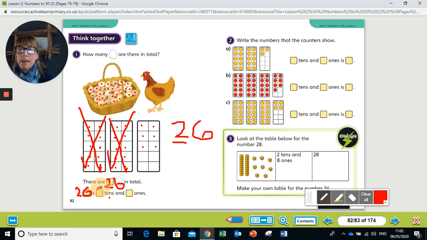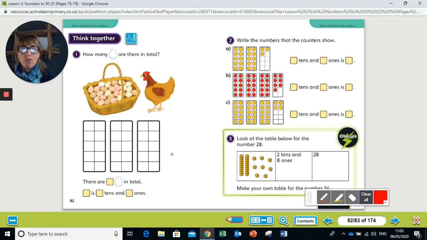2 tens, and how many ones? How many ones in the number 26? Well done, 6 ones. Oh, Miss Tate's numbers are getting worse. Get rid of that. Right, let's go on to question 2.